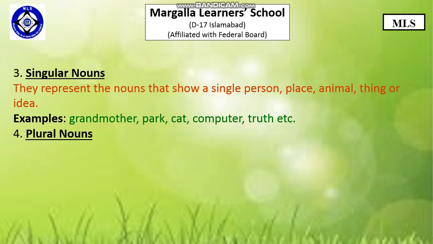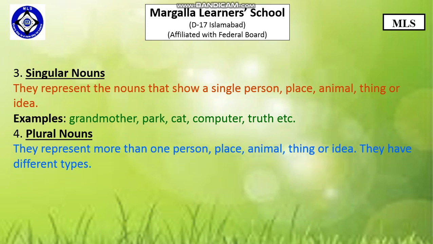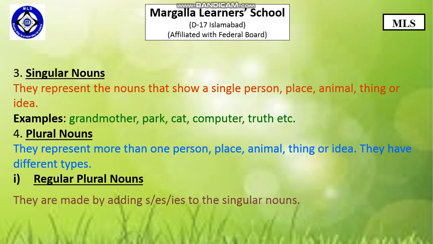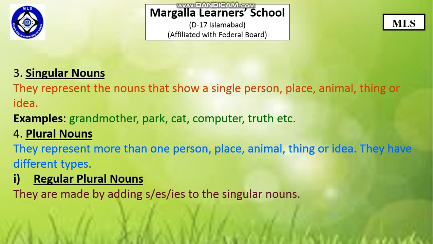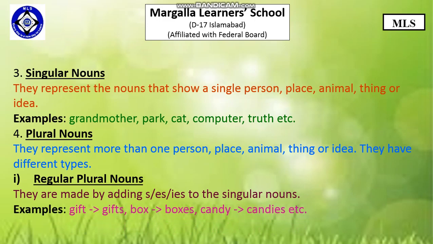Now let's come to the plural nouns. Plural nouns are more than one person, place, animal, thing, or idea. They have different types. Now let's see the different types of plural nouns. The first one is regular plural nouns. They are made by adding s, es, or ies to the singular nouns. For example, gift: when you add s to gift, it becomes gifts. For box, you will have to add es, so box will become boxes. And for candy, where there is y at the end, you will change y to ies and the plural will become candies.